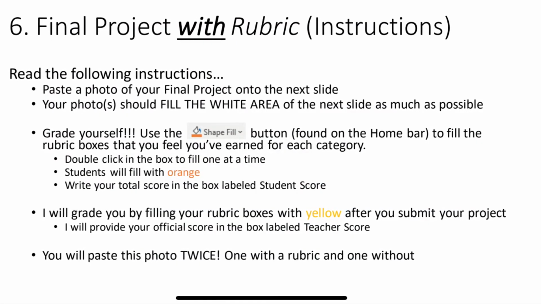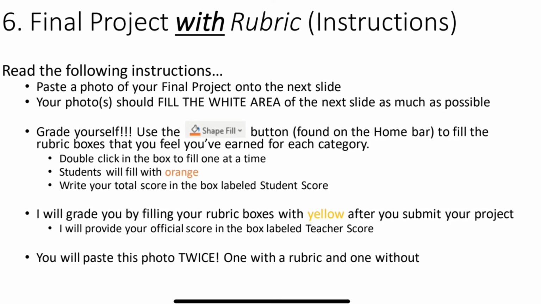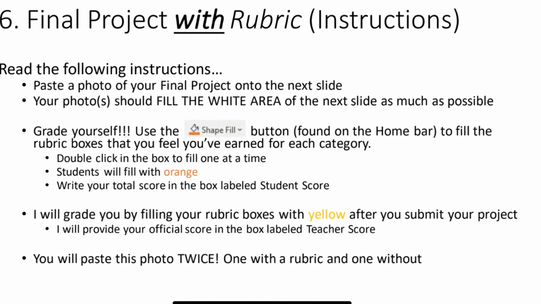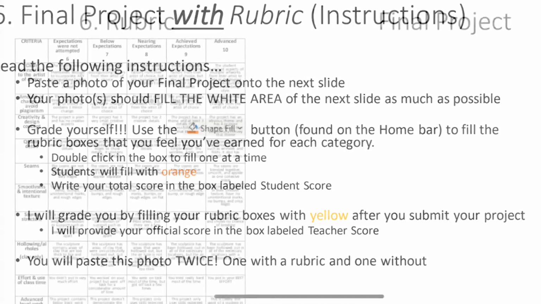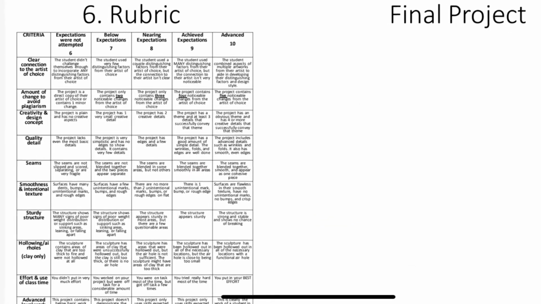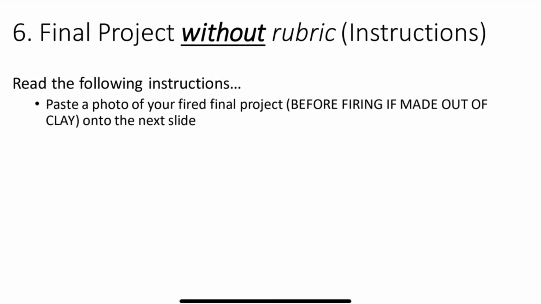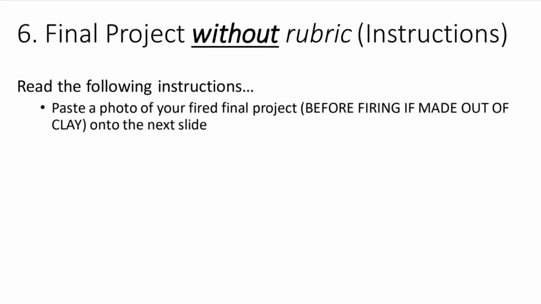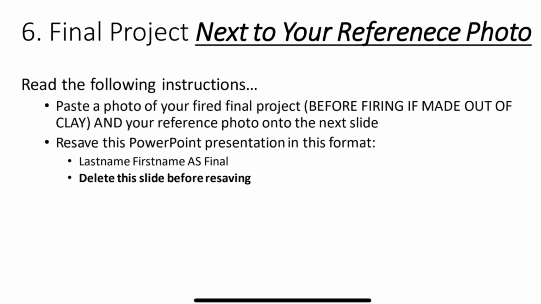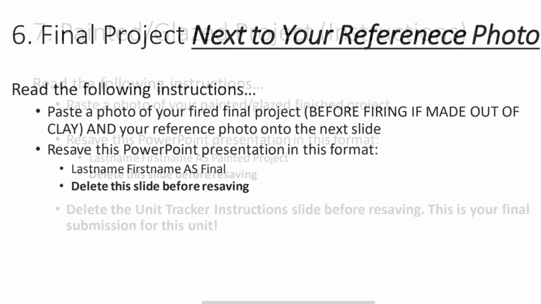Before you turn in your final project, we'll have a very important one-on-one meeting where we'll discuss whether you've met all of the requirements from the rubric. Then you'll complete tracker assignment number 6, which is submitting the final project. The first will be where you complete a rubric and you score yourself, where I come in behind you and score you as well. Then you'll post another where you are posting a photo without the rubric so that it's just a picture of your project on its own. And then you'll be posting one where it is next to the reference photo from your artist of choice.